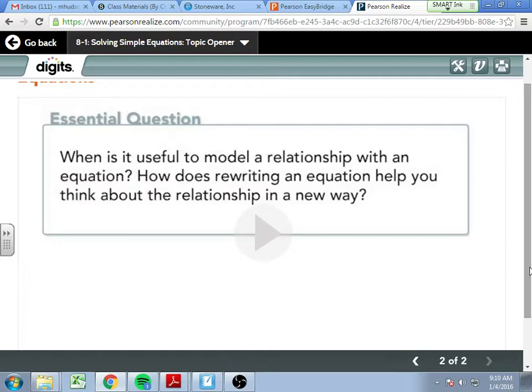An expression can't be solved. It can be simplified, but it can't be solved. Any other big differences, or similarities? I mean, you can give me similarities too if you want. There are no equal signs in an expression. In an equation, there are equal signs.